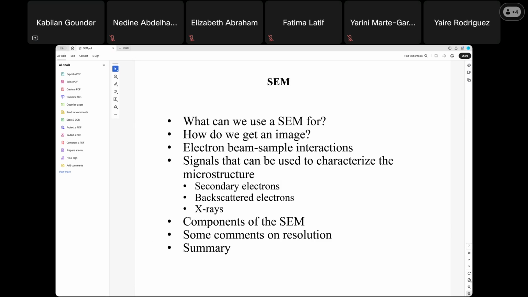We will discuss that. Also, electron beam sample interactions: how the electron and the sample interact with each other and give you images. The signals can be used to characterize the microstructure. That depends on when the electrons go and hit the samples and bounce back, with backscattered electrons, secondary electrons, and also X-rays. If you have an appropriate receiver, then you will get all these things. Also, the components of the SEM, what are all the components that are important for a scanning electron microscope. Here the resolution is also very, very important.